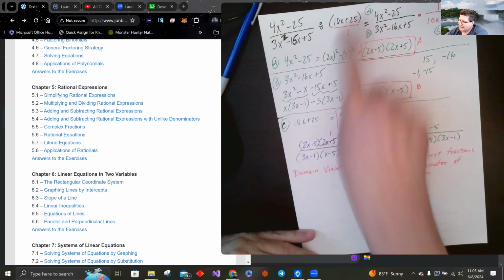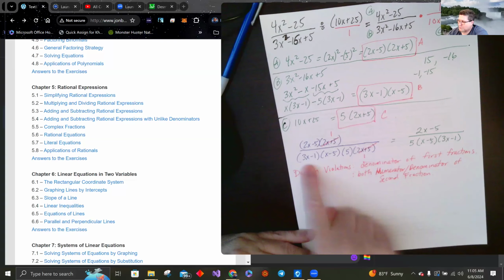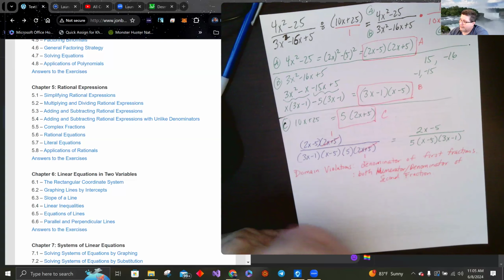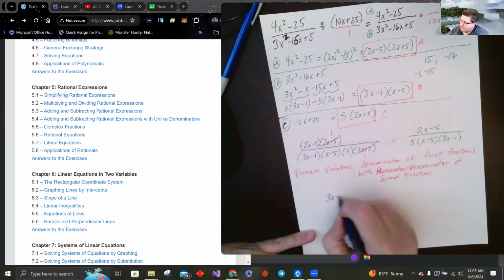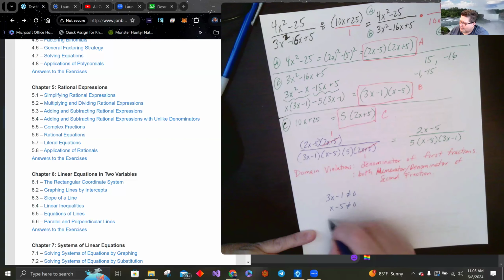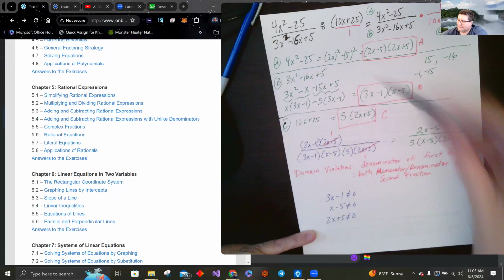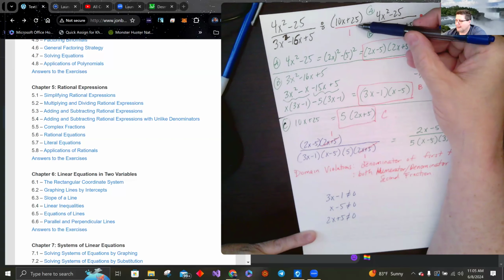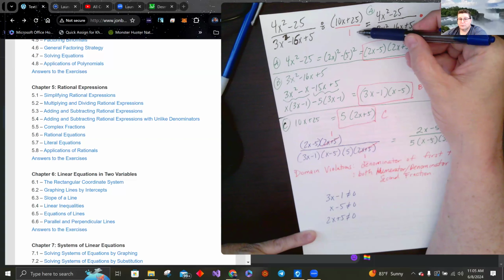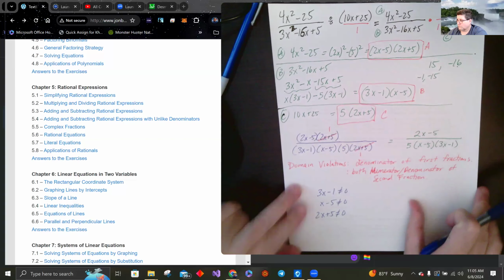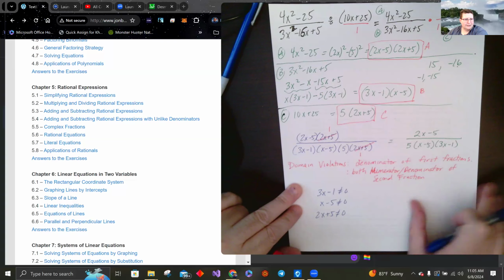So this one didn't actually have it. So again, it's going to be these ones right here. 3x minus 1 cannot equal 0. X minus 5 cannot equal 0. And 2x plus 5 cannot equal 0. If this had anything in the denominator right here, that would count as well. Let's take a look at the next one.